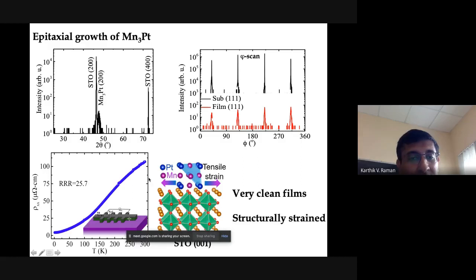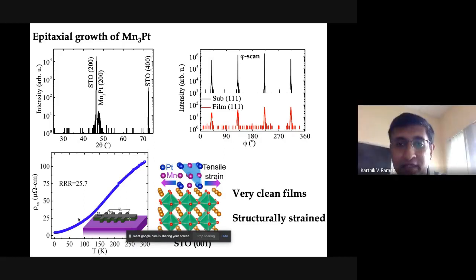From the electronic responses, they are heavily metallic. They are highly metallic. They have a very large residual resistivity ratio, which is basically the ratio from the room temperature to the base temperature. So that tells you how good the quality of your films are. And these are primarily structurally strained systems.